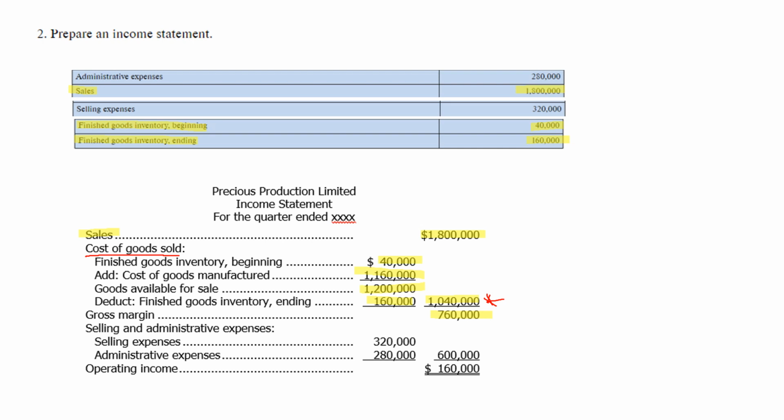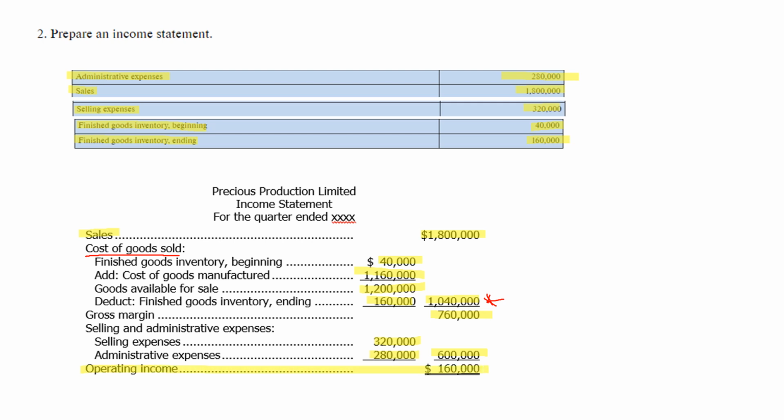So we have our selling and administrative costs here. So our selling expenses up here, we have to add in of 320,000, which has gone in. We have to add in our administrative expenses, 280,000 for a total of 600,000. So if we have our gross margin of 760,000 less all of our selling and administrative expenses totaling 600K, our total ending operating income is going to be 160,000.